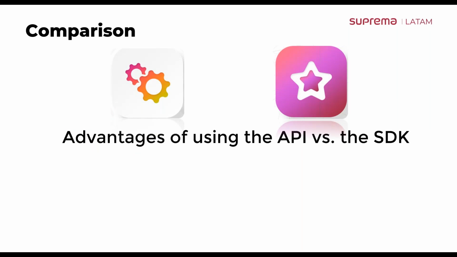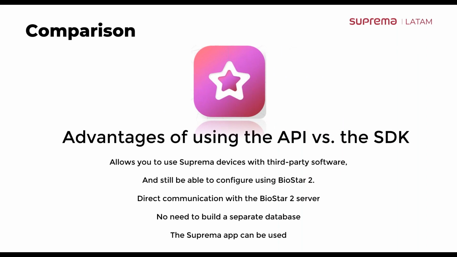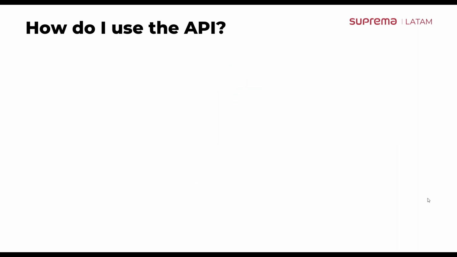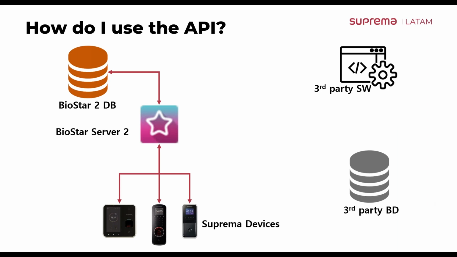Okay, so if we go ahead and talk about the comparison between API and SDK. What you will be able to do with API rather than SDK is that it allows you to use the Suprema devices with third-party software, but at the same time, still being able to utilize BioStar 2 services, okay? Because there is a direct communication with the BioStar 2 server, the backend service, and actually there is no need for you to build everything from scratch. In here, when you are using the BioStar 2 API, you are able to utilize all the platform and framework that BioStar 2 server means for you. Okay, so that will allow you to make a faster implementation, you know, on integration with other kind of things that you will be interested in working with.